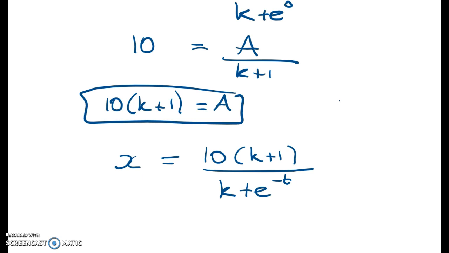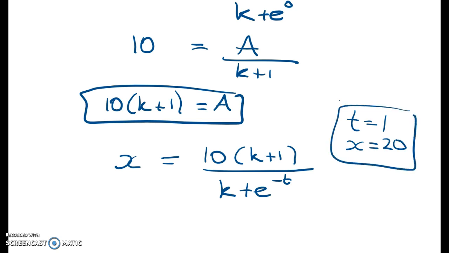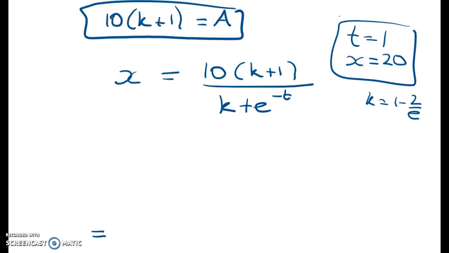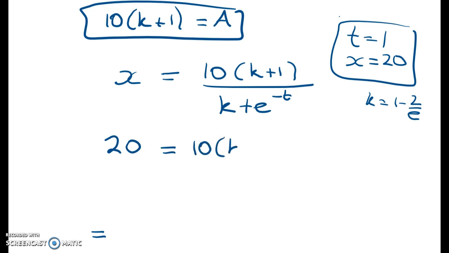Now the next step is to use this condition. When t is 1 and x is 20, we want to show that k is equal to 1 minus 2 over e. Now just be really careful when you're doing a show that question that you don't just use your brain and skip a whole lot of steps, because that's not what show that means. In this case, it's not too hard to do that though. So substituting in, we get 20 is equal to 10 times k plus 1 over k plus e to the negative 1.